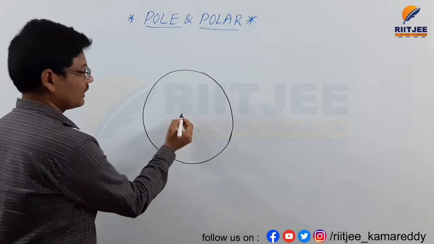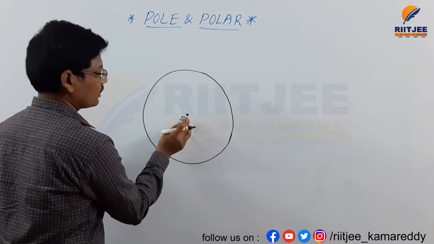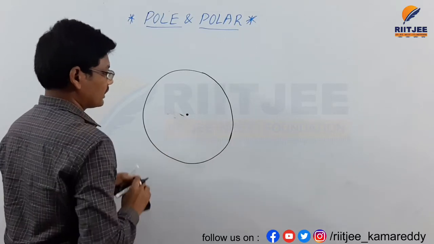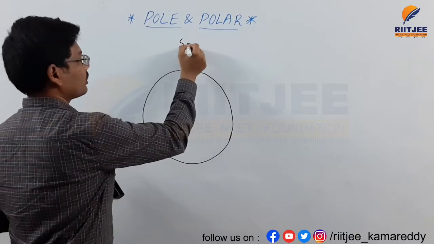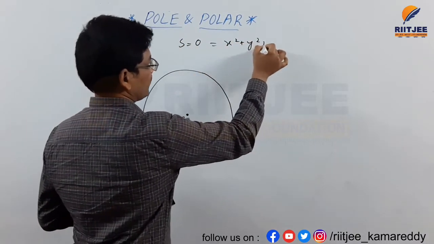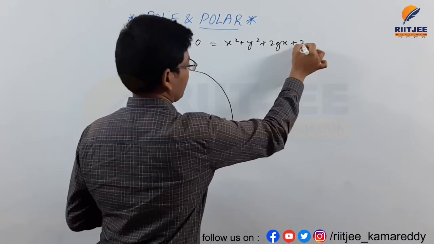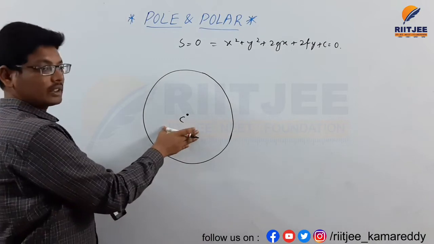This is a circle and S is equal to 0. This is the center, center C. S is equal to 0 here, that is nothing but x square plus y square plus 2gx plus 2fy plus c is equal to 0, and this is the circle.